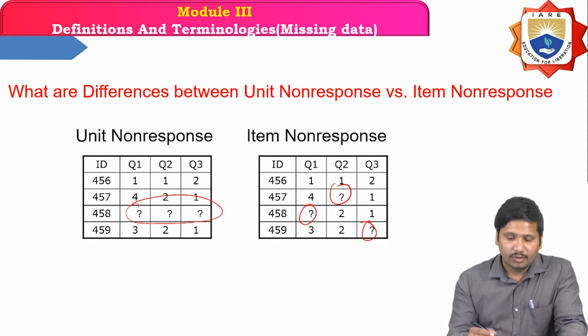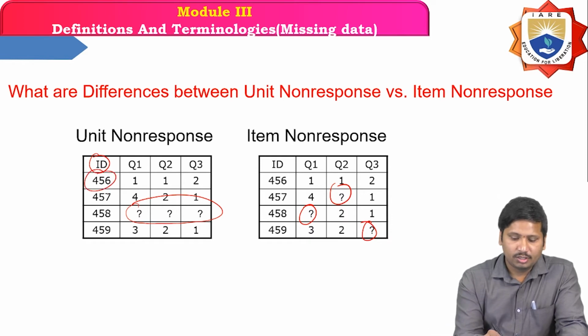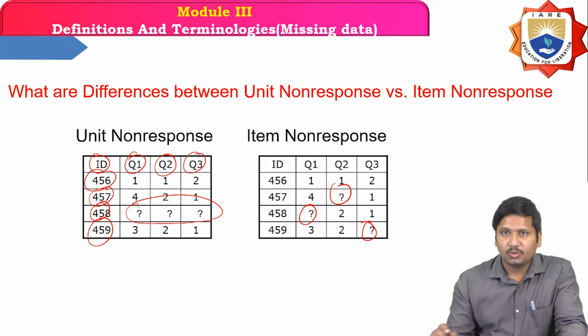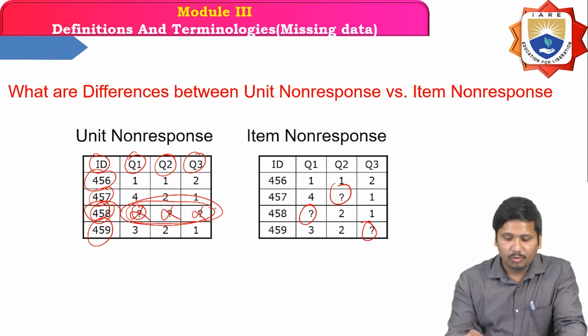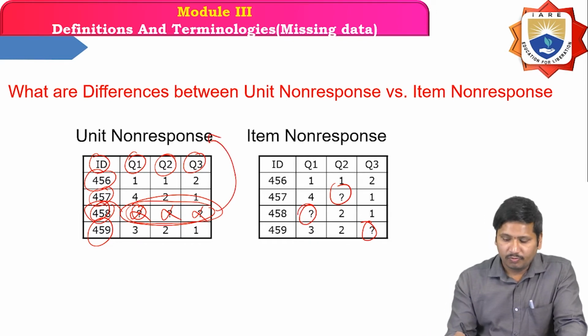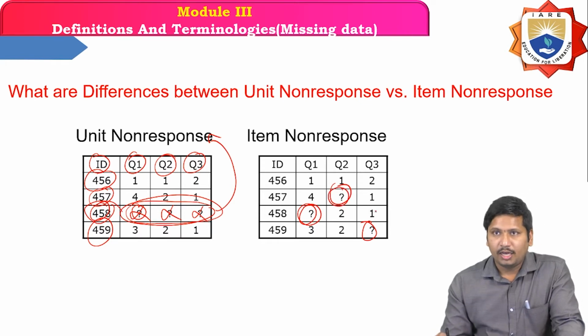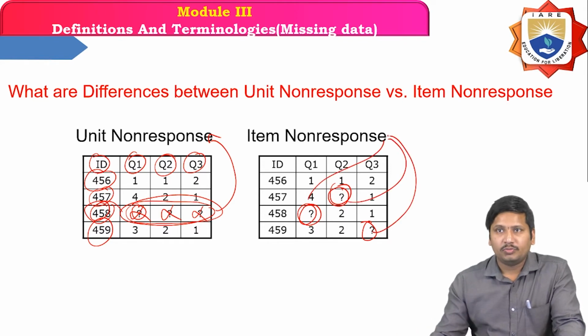Suppose I take a table with IDs like 456, 457, 458 and 459, and columns marked Q1, Q2 and Q3. Suppose the data is missing here and here also. If the data is missing for the entire ID 458, I can treat it as unit non-response missing data. And if the data is missing for a particular column on individual items, it will be treated as item non-response missing data.